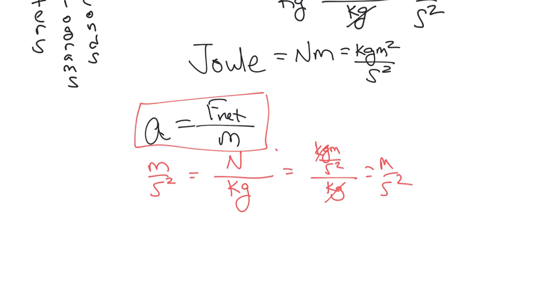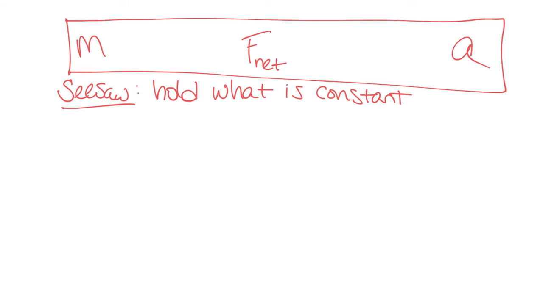So I'm going to pause. You're going to hold the seesaw where something is held constant. If the net force is constant and I increase the mass, what happens to the acceleration? It goes down. What happens if I hold the net force constant and I decrease the mass? Acceleration goes up. Do you see? I'll write this down in a second. Hold on.